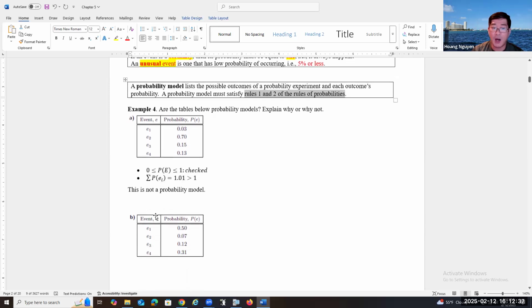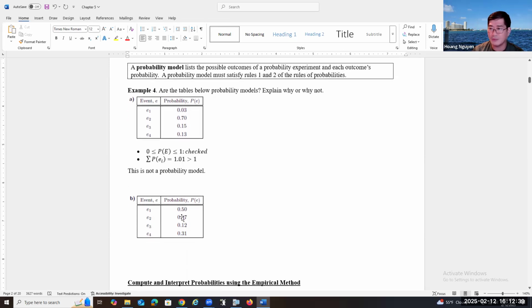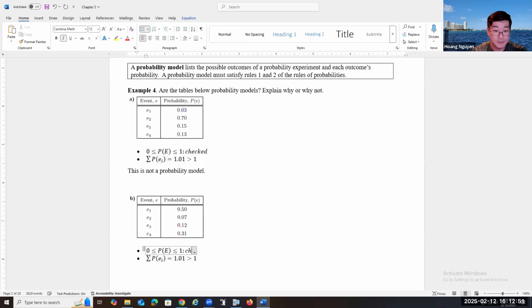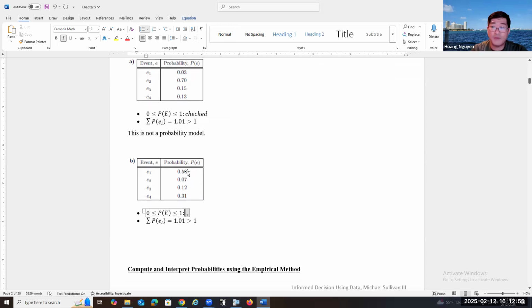Now, how about the second one? Is it a probability model? Yes or no? So I'm gonna use the 2 conditions again, right? So let's use those conditions to check then. So rule number 1, is it good? So 0.50 is between 0 and 1.